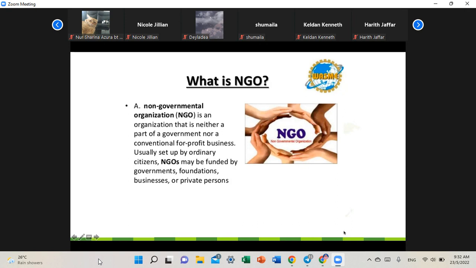What is an NGO? A non-governmental organization is an organization that is neither a part of government nor a conventional for-profit business. Usually set up by ordinary citizens, an NGO may be funded by government, foundations, businesses, or private persons. In some cases, NGOs do get funding from government, especially think tanks.